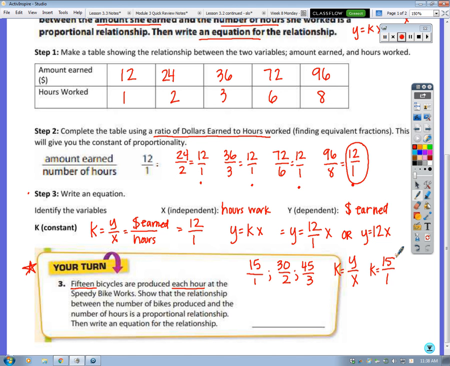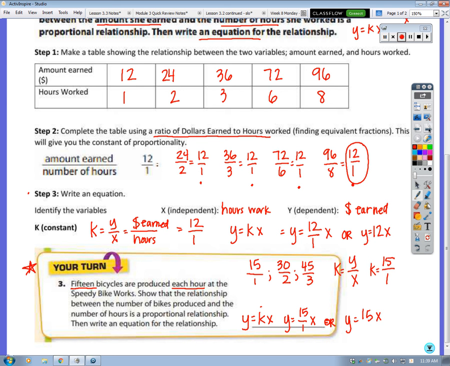So when I go to put this in that equation, that's going to be y equals k times x, my dependent variable will equal the constant of proportionality multiplied by the independent variable. So in this case, number of bikes per hour multiplied by hours will give us our number of bikes produced total. So that will be y equals 15 bikes per hour times x, or you can write that as y equals 15x. Pretty straightforward.